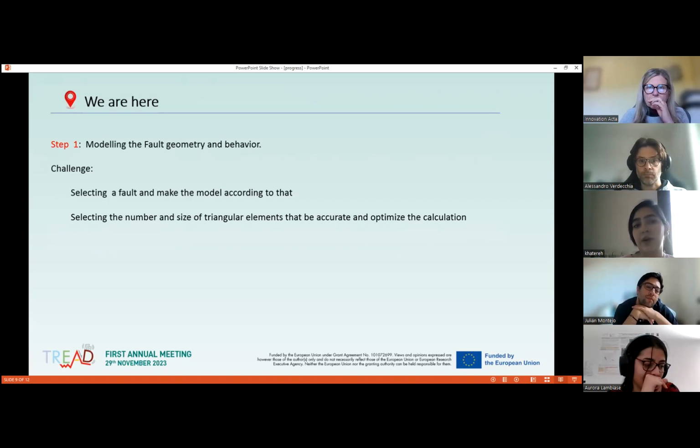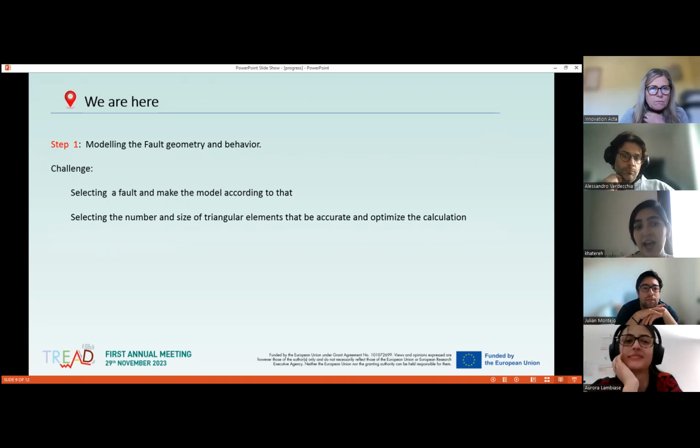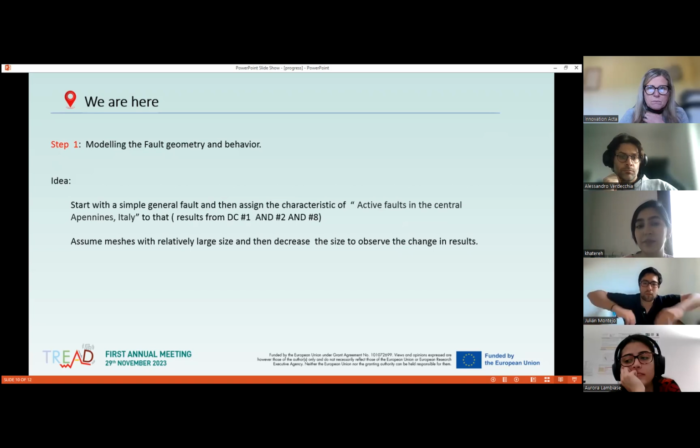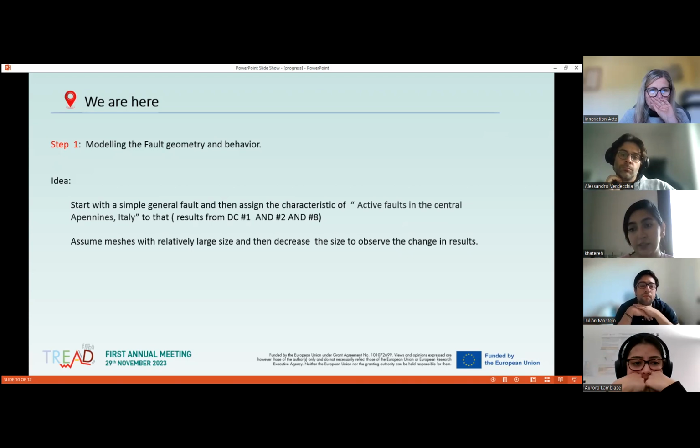We are in the first step of our research, which is modeling the fault geometry and behavior. The challenges that we face are selecting the faults that make up the model, and selecting the number and size of triangular elements that are accurate and optimize the calculations. The first idea to overcome this challenge is to start with a simple general fault and then assign the characteristics of active faults in central Apennines, Italy. Also, the results from the research of John, Micah, and Rachel can be used in this step of the project.